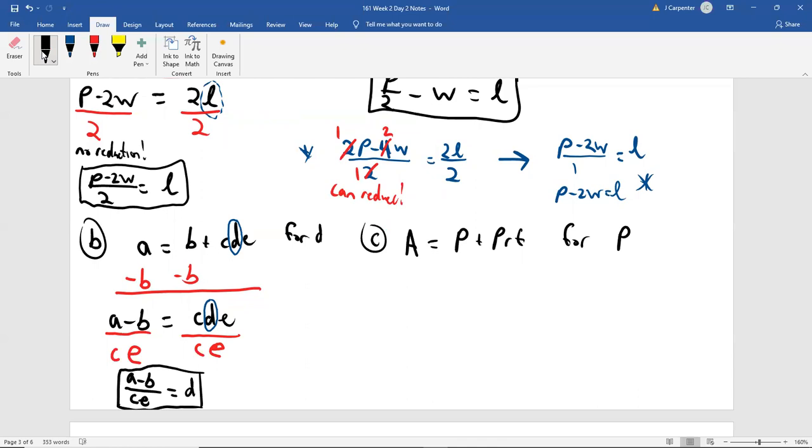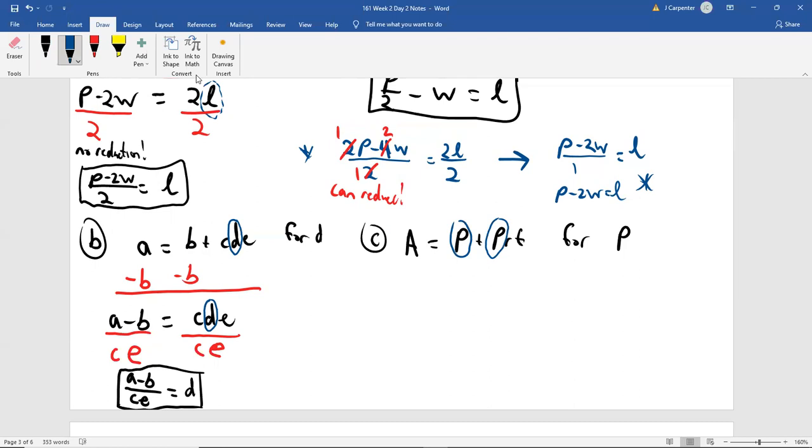Question C, A equals P plus PRT is actually how you find future value for simple interest. You take what you had and add your interest. So you had 50 grand, you had 6 grand, now you got 56 grand. P is what you had, PRT is interest, what you gained, A is future value. And we want to solve this for P. Now, this one's different. You got P more than once.